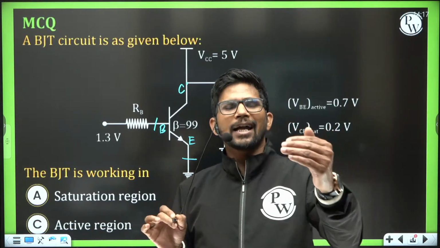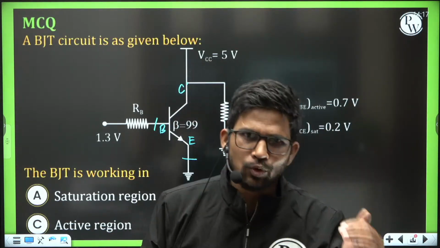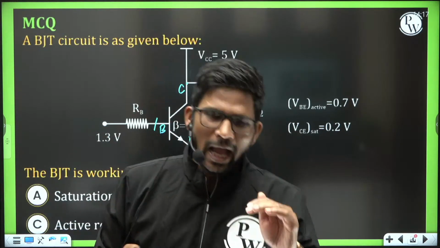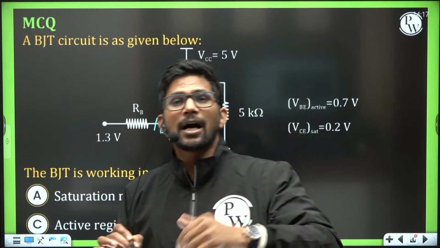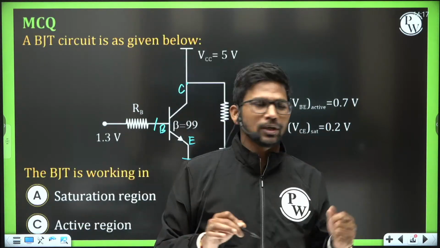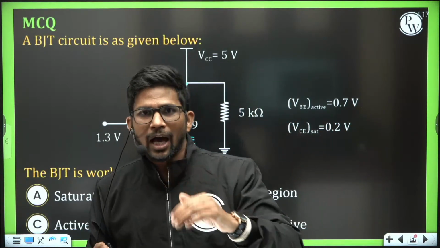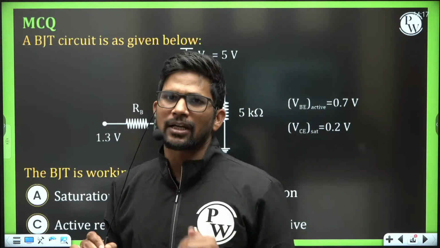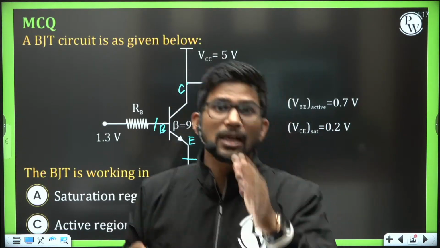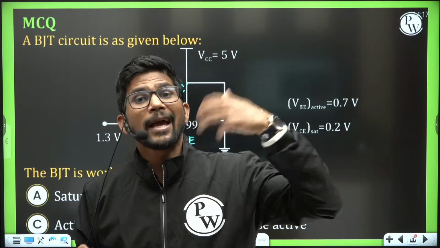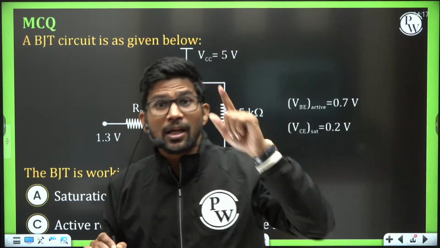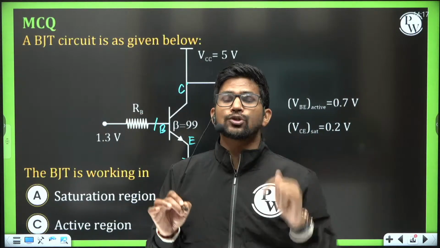You assume that the BJT is in active region, then you calculate the current values, and for the calculated current you check the value of VC. If VC comes out to be greater than 0.2 volt, that is VC sat, then your assumption is correct and BJT is in active region. If VC comes out to be less than 0.2 volt for the calculated current, which you calculate by assuming the BJT in active region, then your assumption is actually wrong.